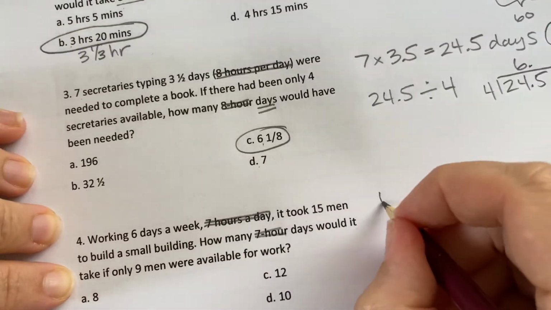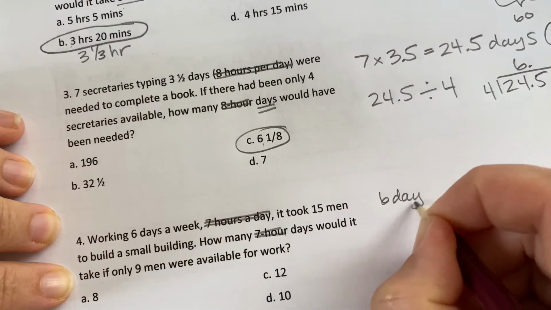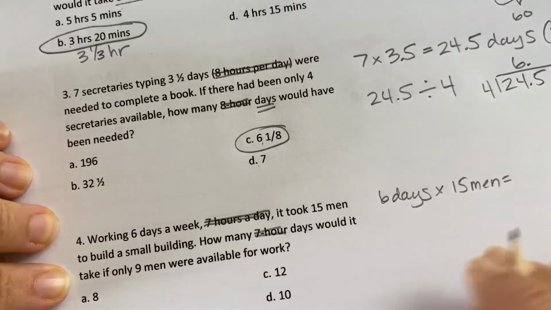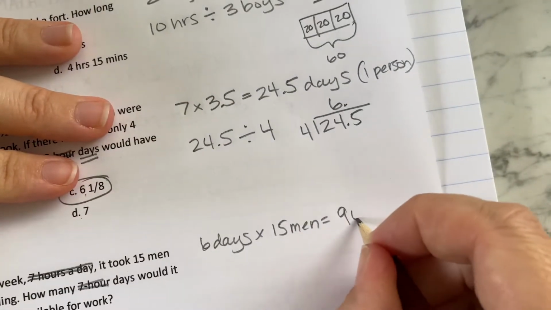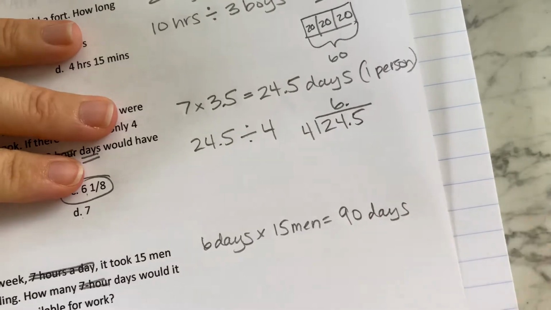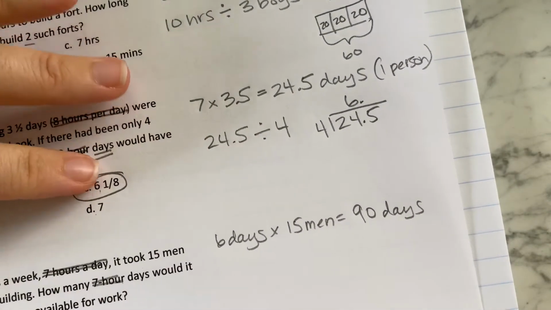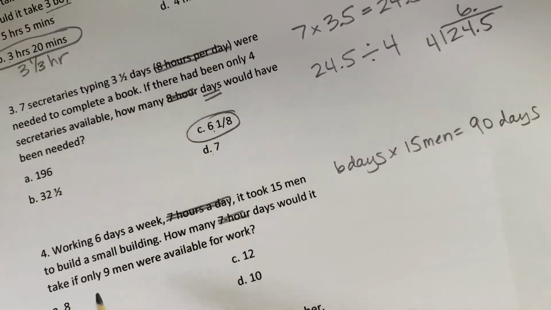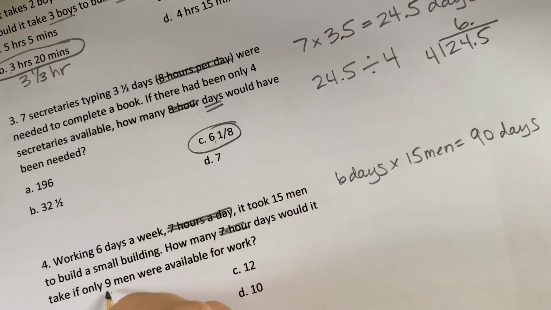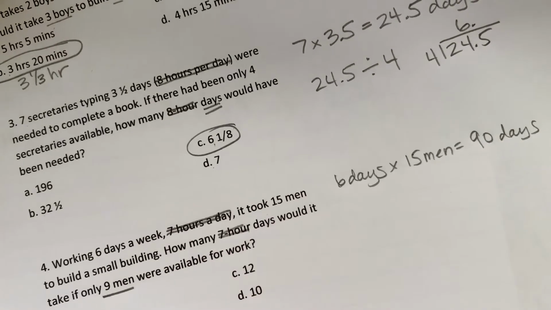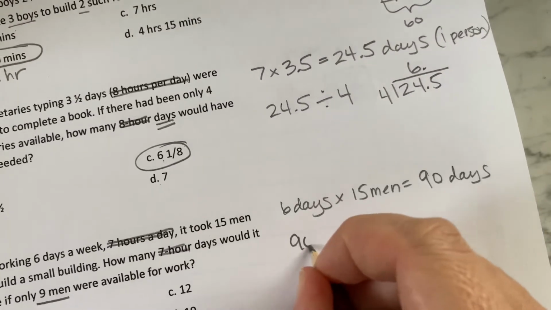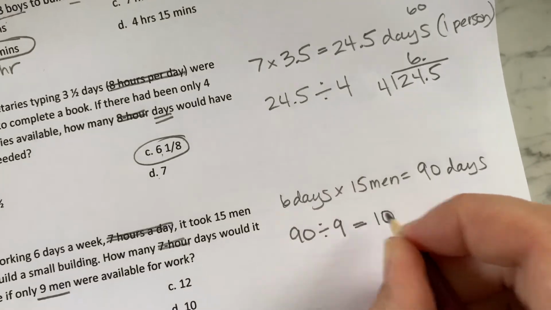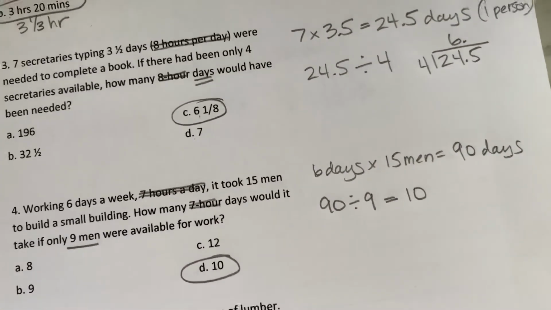So we're going to take our 6 days times our 15 guys. This is a 90-day job if one person were to complete this work on their own. Okay, but we have a 90-day job, and we are now dividing that work amongst 9 men. So we're going to do 90 divided by 9, which is 10, which is your answer.